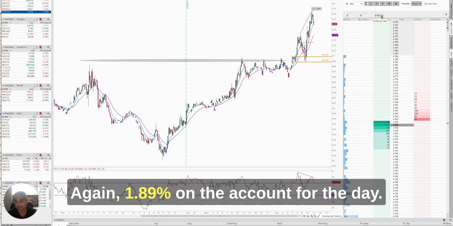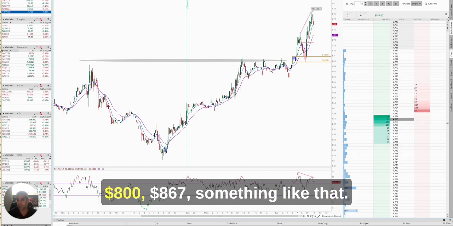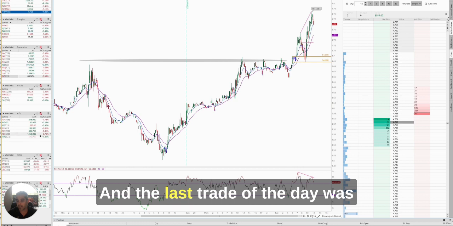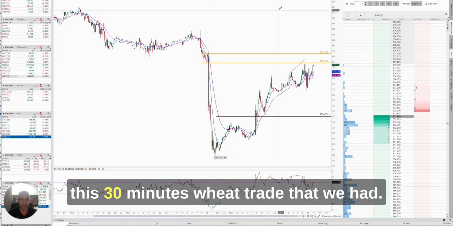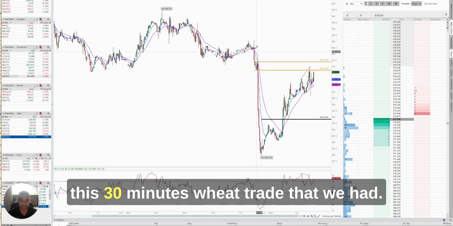Again, 1.89% on the account for the day. And that puts us up about $867, something like that. And the last trade of the day was this 30-minute wheat trade that we had.